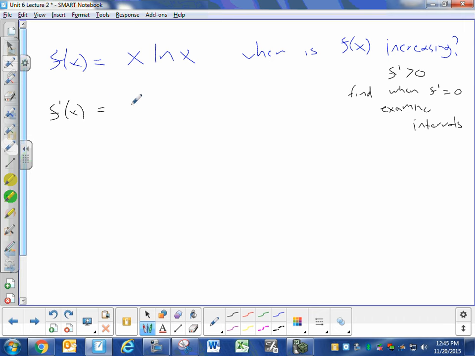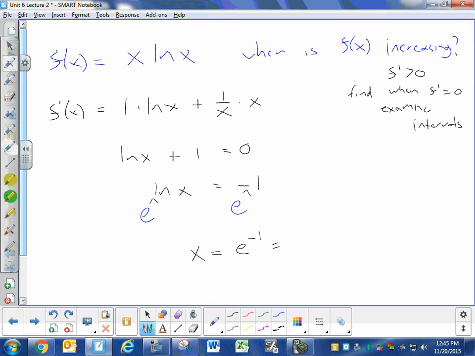So, the derivative, f prime g plus g prime f. You get that. Make sure everybody gets that. I'm going to set that equal to 0. I get this. How do I solve for x? E to the power of both sides. Not just e times both sides. It's different. E to the power. And you get x equals e to the negative first, which is the same as 1 over e.